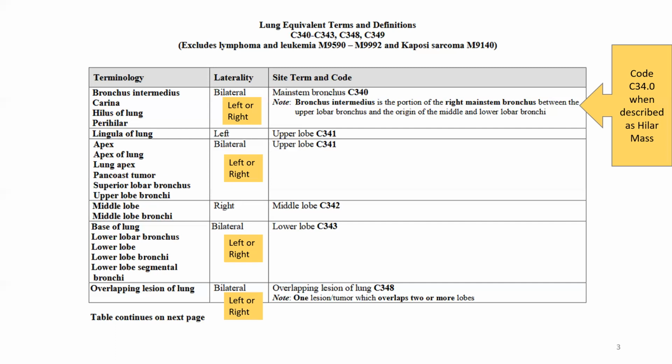If you have main stem bronchus, you can code that to C340 when it is specifically stated in the op report and/or documented by a physician. Main stem bronchus is the first one listed on our table. If it says hilar mass, you can also code it to C340. So hilar, hilus, hilum, if that's where the mass is, you can code that as your primary site.